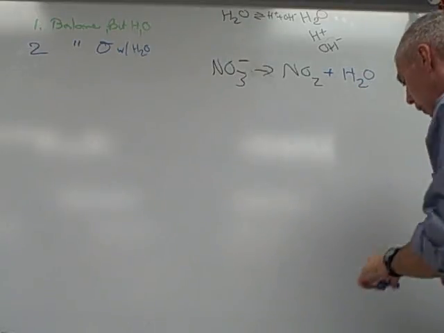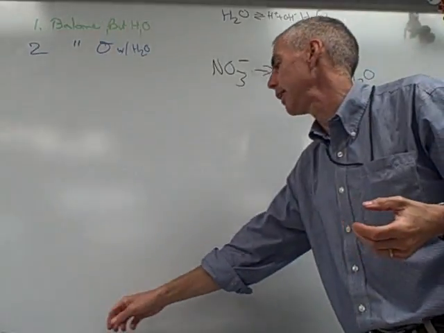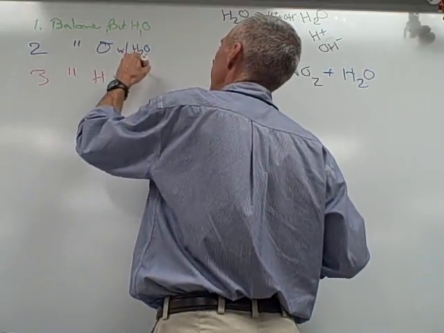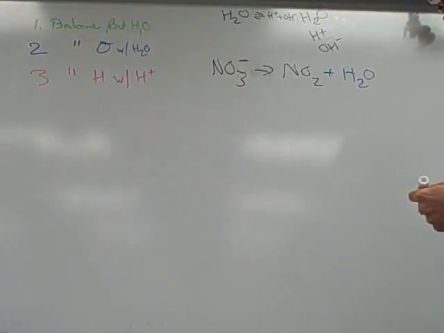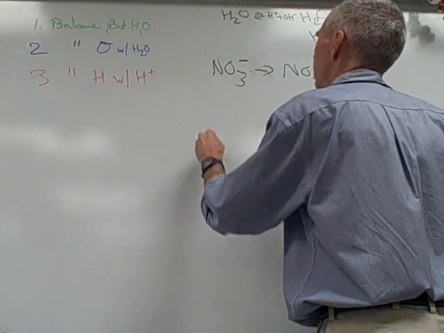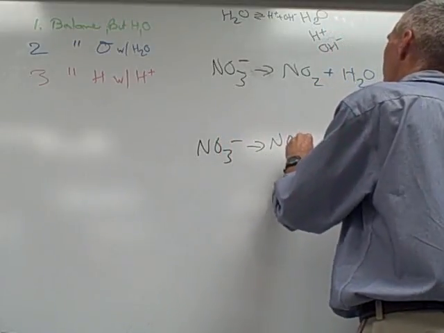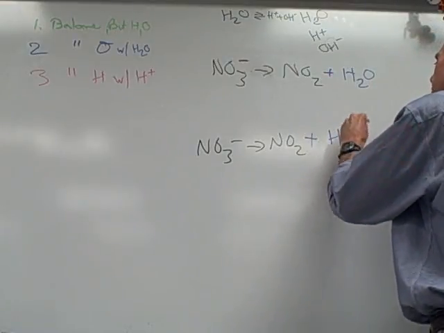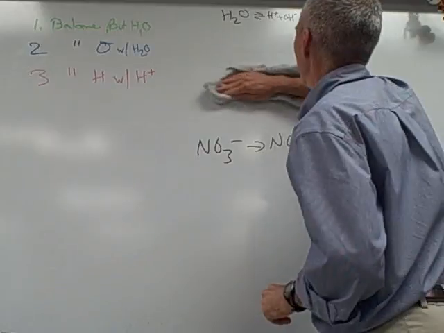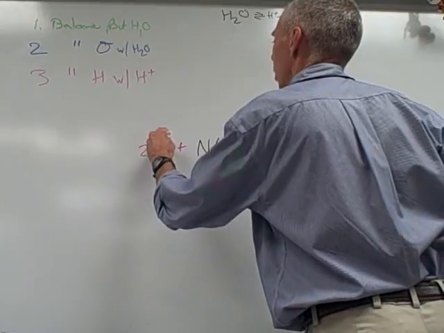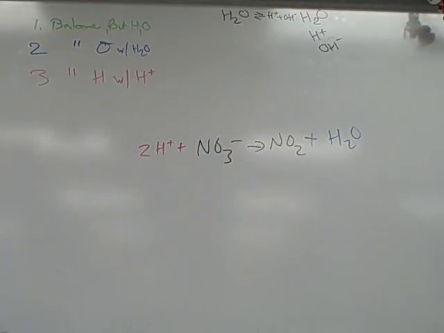Now, that messes something else up. What do we need to fix next? We're going to balance hydrogens with hydrogen ion. I think I've run into a box here. I'm going to move this down just a little bit. How many hydrogens do we need? 2. We need 2. So I'm just going to stay with my color scheme. We're going to need 2 hydrogen ions. Now, looking at that, does it look balanced?